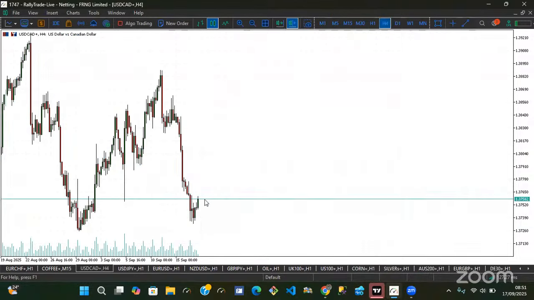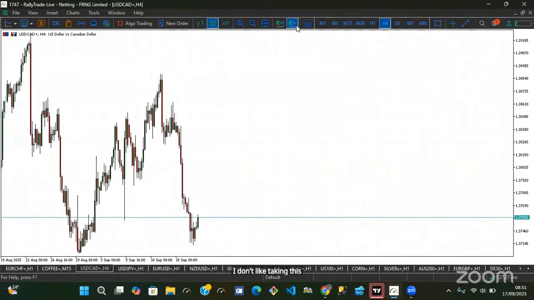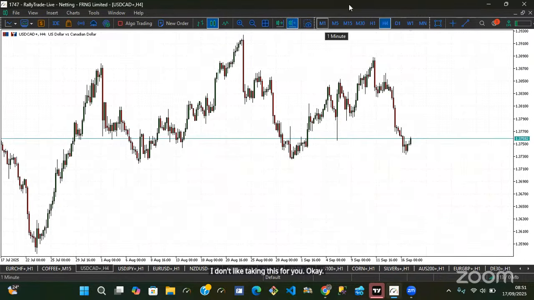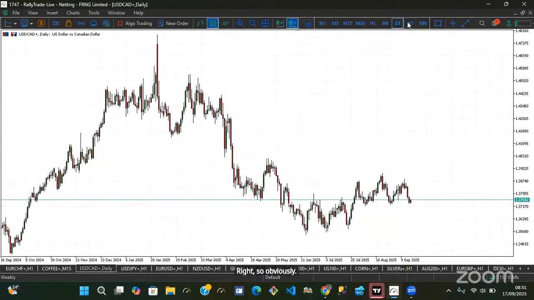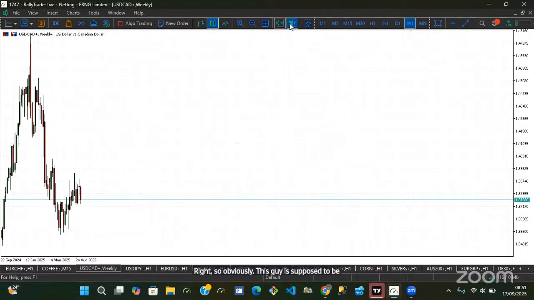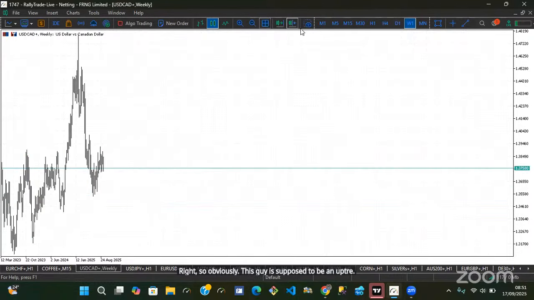I don't like taking this volume. Okay. So USD Canadian dollar. All right. So obviously, this pair is supposed to be in an uptrend. This is my weekly time frame.